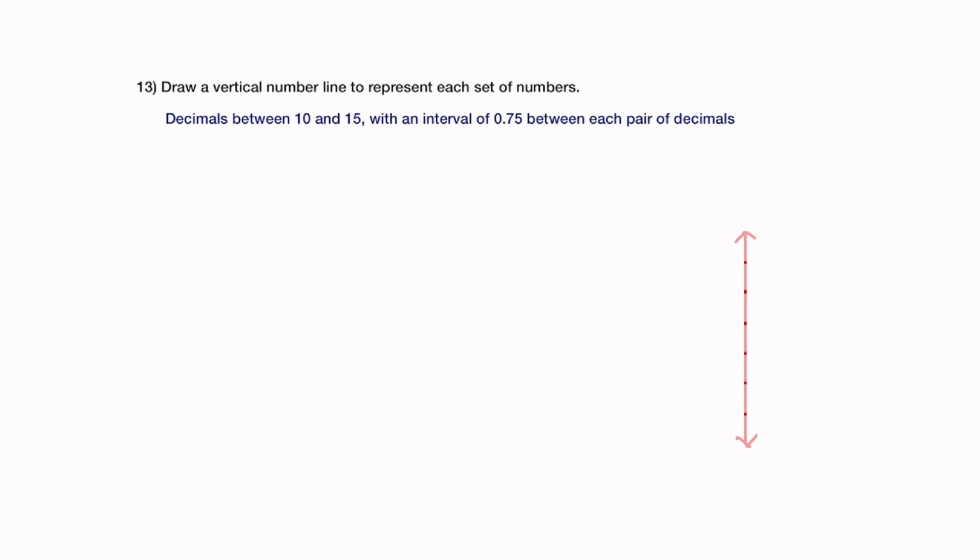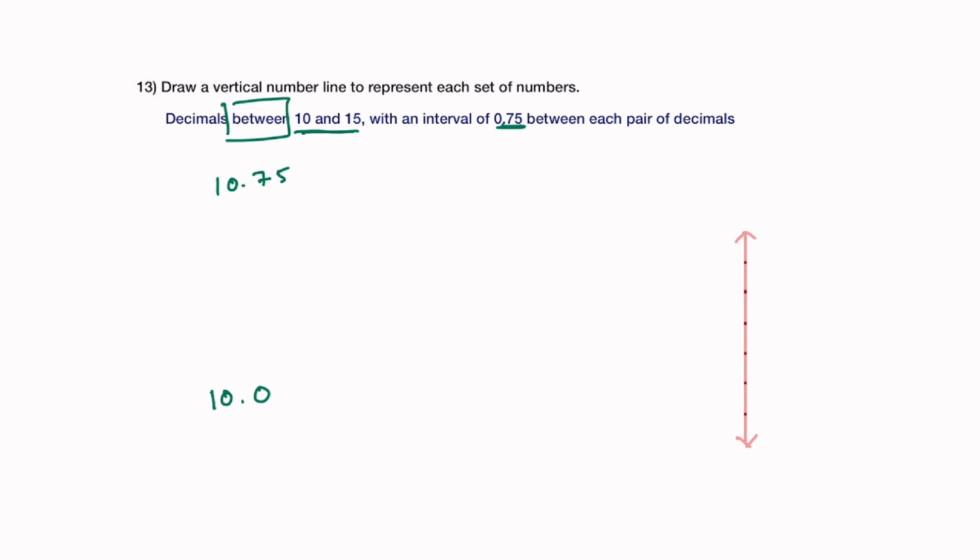And here comes the last one. It says decimals between 10 and 15. 10 and 15, and it is between. With an interval of 0.75. So it's between. So 10 will not be included, right? So 10 plus 0.75 is going to be 10.75, right? Check it here.